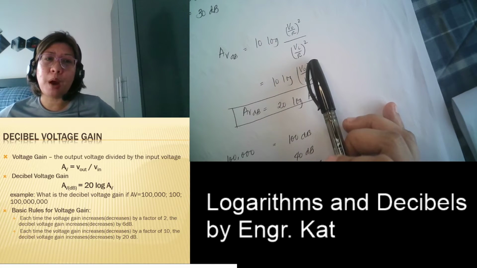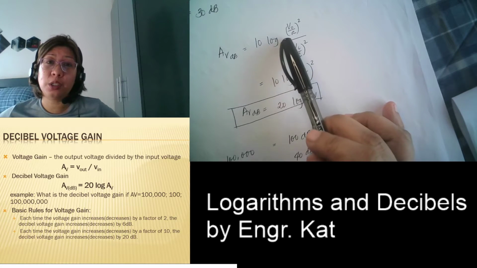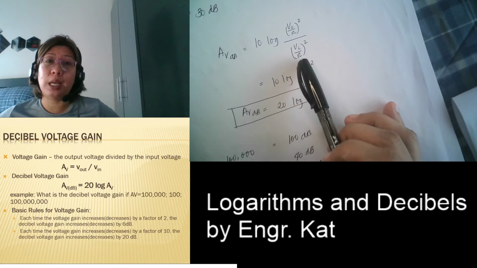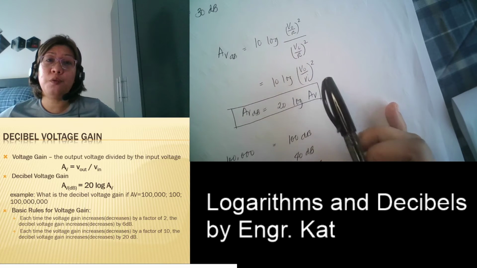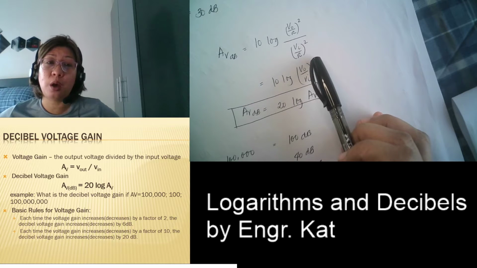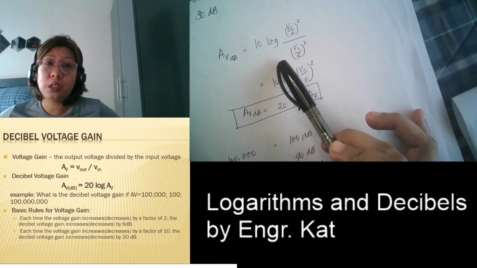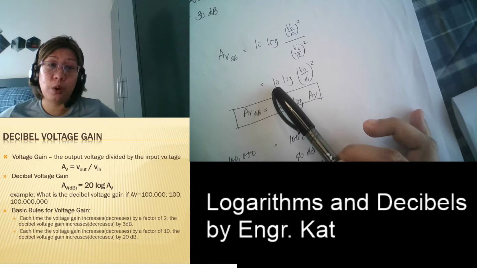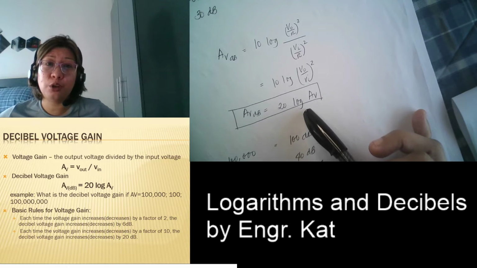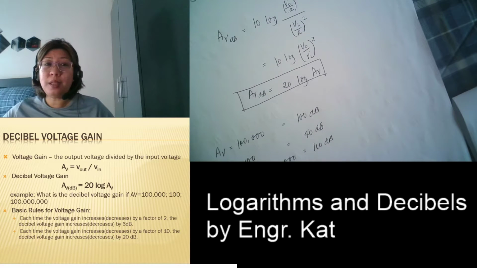So for maximum power transfer, we say that we make use of the same impedance or same resistance both at the input side and at the output side. Okay, so canceling your R, that will give you VO divided by VI, which is your voltage gain, and then you have the square. So by the law of logarithm, if you have an exponent, we just multiply it, so we have 2 here multiplied by 10. So we get 20 here. So 20 logarithm of AV. Okay? So we have an example there.